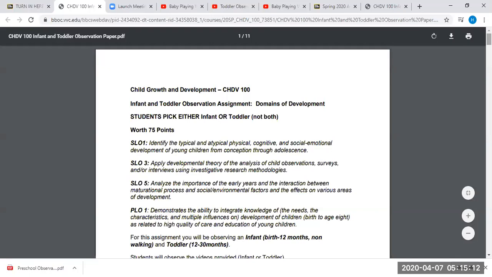Due to the coronavirus that's going on, we will be watching videos instead of actually finding a child because we just want to keep everyone safe. So you either pick one or the other. I'll show you the video in a minute. I'm not going to play it, but I can show you where it's located.